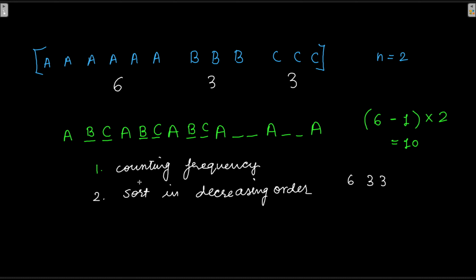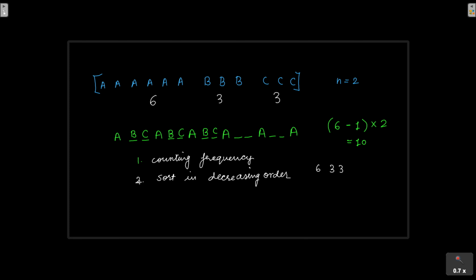Let me quickly zoom it out so that we have more space here. Once we have sorted this array, then the next task would be to run a for loop on this list that we have sorted.